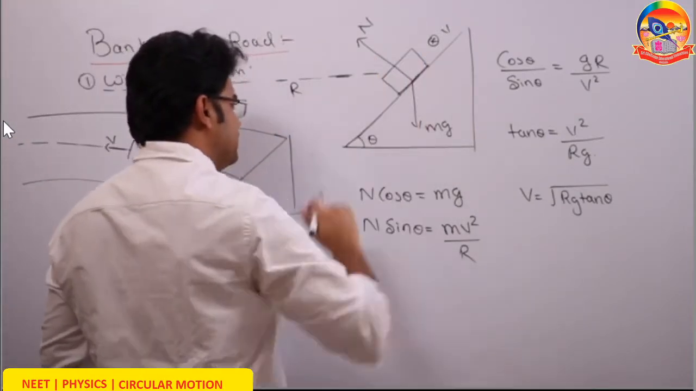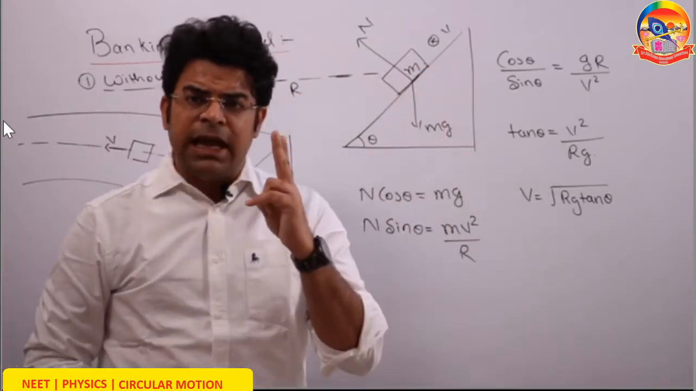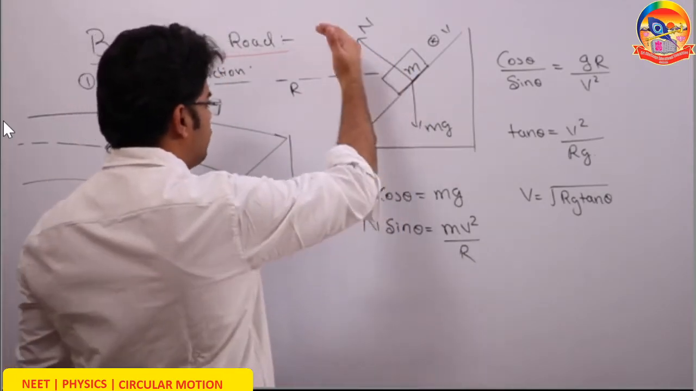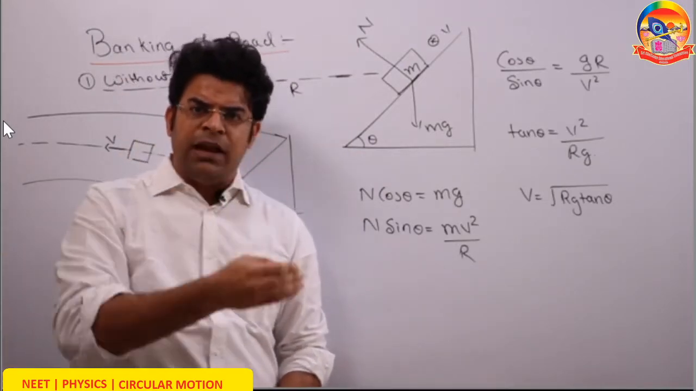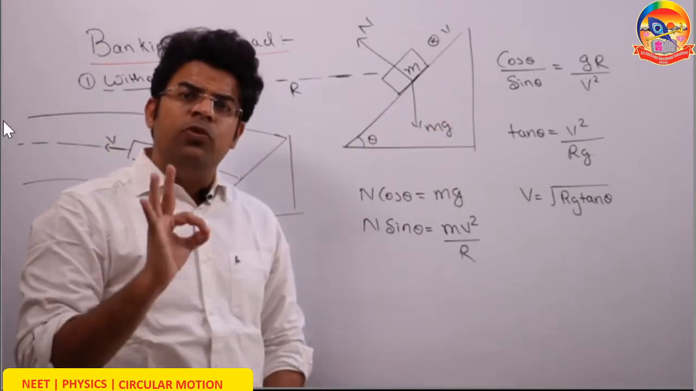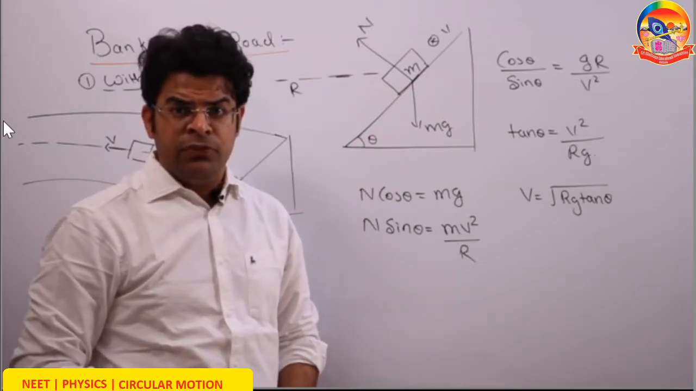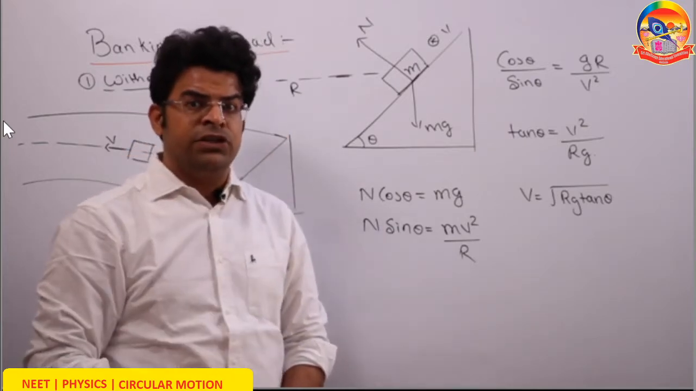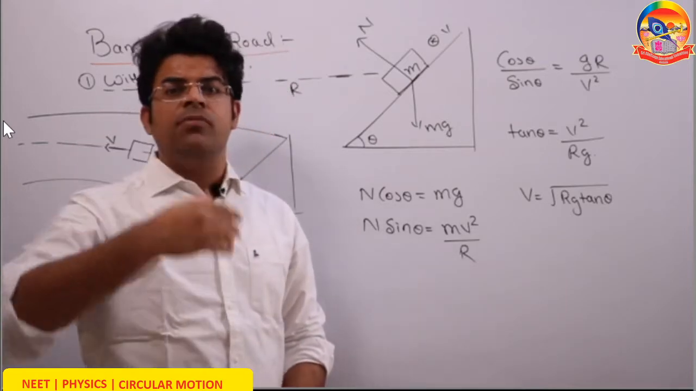So let's say this is the vehicle of mass m. Since we don't have friction, there will be only two forces acting on this vehicle: one force of gravity downward, mg, and one force of normal, which must act in the direction of normal. Under the influence of these two forces, the vehicle moves in a horizontal circle. Since the vehicle moves in a horizontal circle, it does not have any vertical acceleration, and so the net force in the vertical direction must be 0.